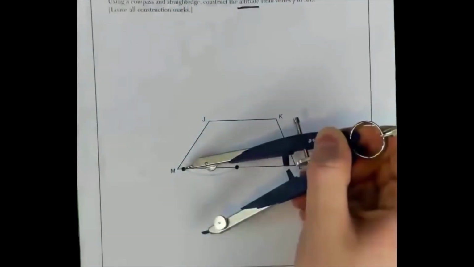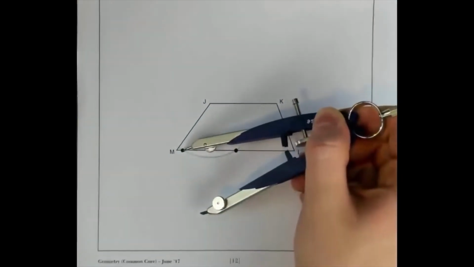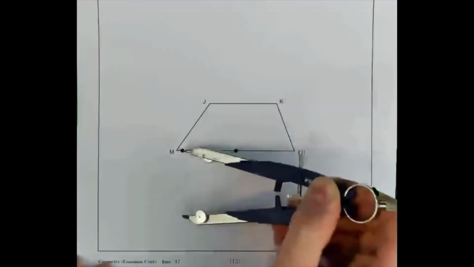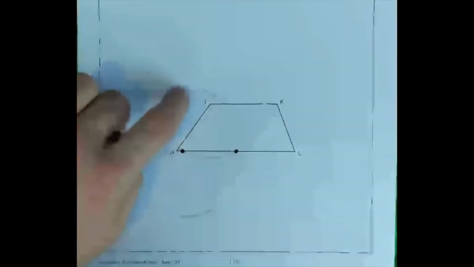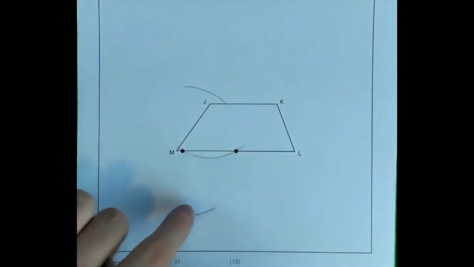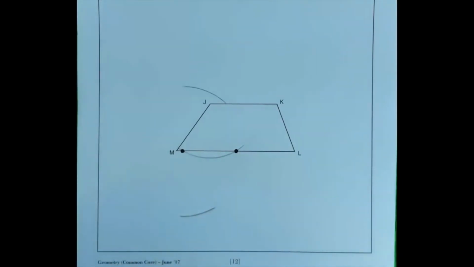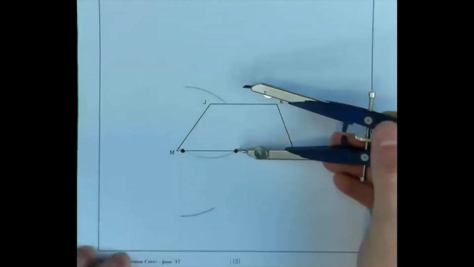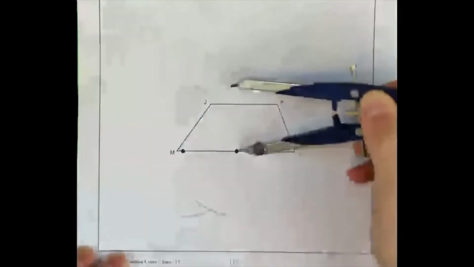So let me just move this up a little bit. Okay. And then I'm going to construct below, followed by an above arc. Now, you don't have to do the above arc. You could actually just do the below arcs, and you would still get full credit. And I'm going to repeat the process on this point. I'm going to go below, and then I'm going to go above.